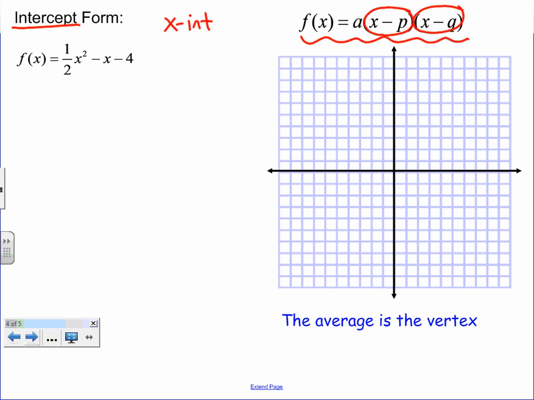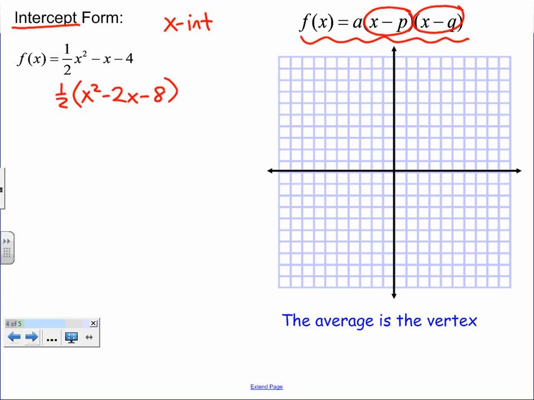So first thing I'm going to do is take out this 1/2, because I want that x squared to be a 1 value. So I have 1/2, and if I divide out a 1/2, I have x squared. 1 divided by 1/2 is simply 2. And then 4 divided by 1/2 is going to be 8. And again, you could check by distributing. 1/2 x squared is 1/2 x squared. 1/2 times 2x is negative x there. And 1/2 times negative 8 is negative 4.